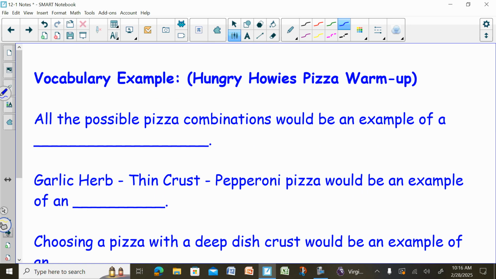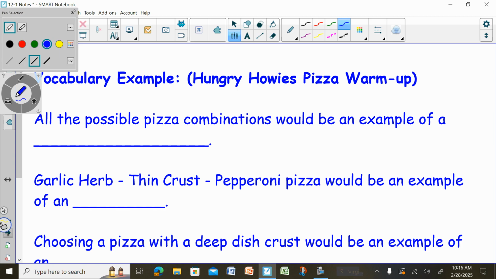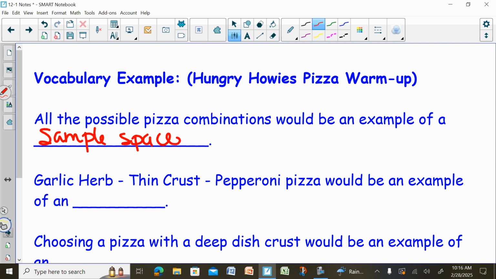So in reference to the Hungry Howie's warm-up, the vocabulary being explained, all the possible pizza combinations would be an example of our sample space. Obviously, Jet's would have a different sample space, or maybe if we included all the different varieties of crusts and toppings, it would be an even bigger sample space. When we talk about a garlic herb, thin crust pepperoni pizza, that would be an example of an outcome. It's just one of the one-topping pizzas that were available.